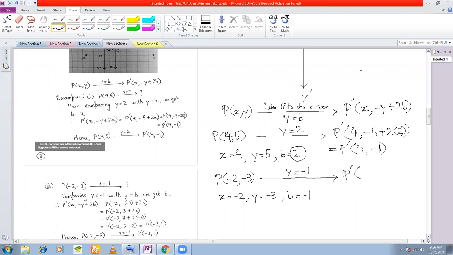Remember, when reflecting in a line that is parallel to the x-axis, we retain the x coordinate. So -2 we retain. And what do we do with the y coordinate? We change the sign of the y coordinate. From -3 it becomes +3. What else do we do? Twice of b, which is -1. So this becomes p dashed (-2, 3 minus 2), which is (-2, 1). So the image of this, when reflected along this line, is this.